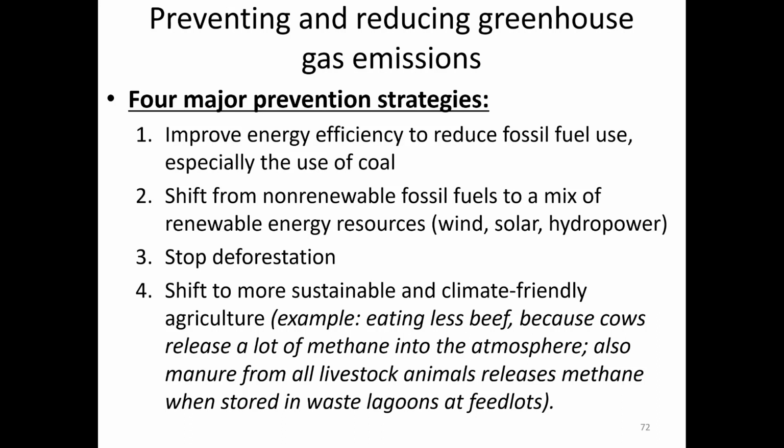And we could shift to more sustainable and climate-friendly agriculture. For example, eating less beef because cows release a lot of methane into the atmosphere, which is a very strong greenhouse gas. Also, manure from all livestock animals releases methane as well when it is stored in waste lagoons at feedlots.